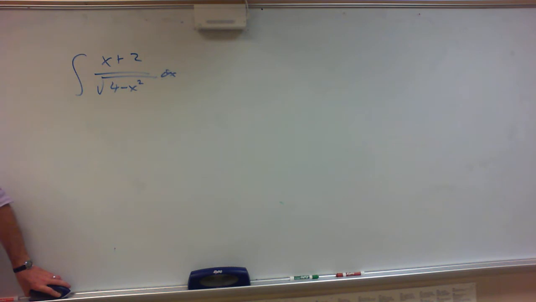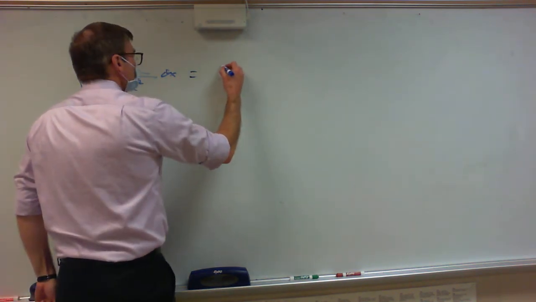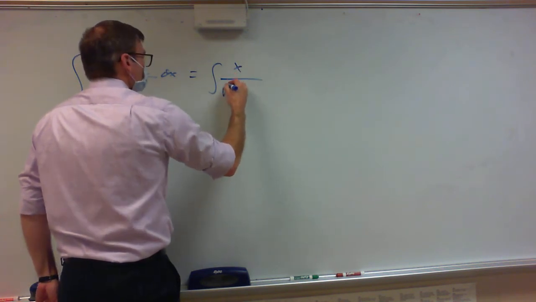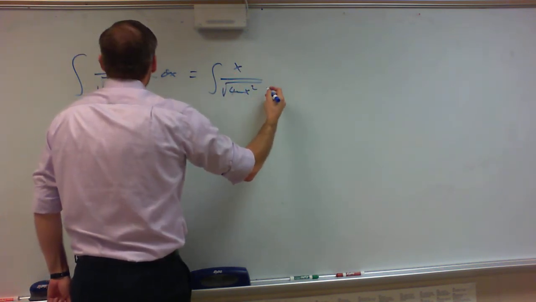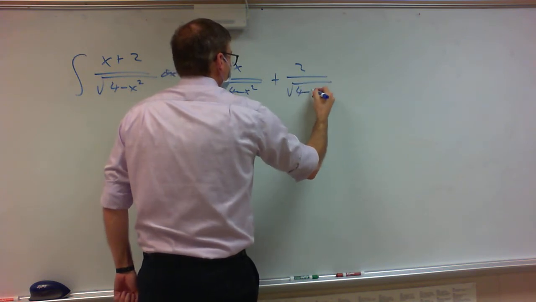And then after this, I'm going to put 3 problems on the board that are going to emphasize just how tricky taking an integral is. You haven't seen how tricky it is. You're going to kind of see here. All right, so what do... I don't know, but I'm going to break this up. I'm going to say this is the integral of x over the square root of 4 minus x squared plus 2 over the square root of 4 minus x squared.